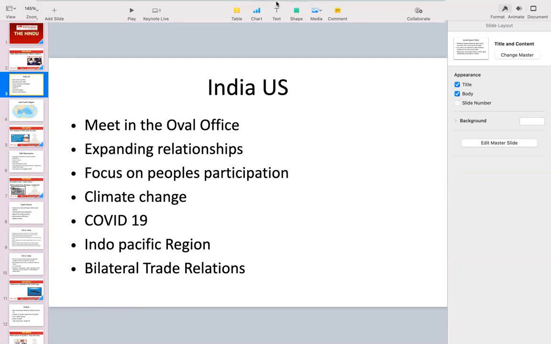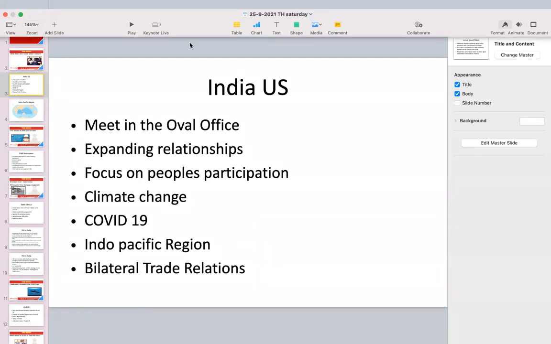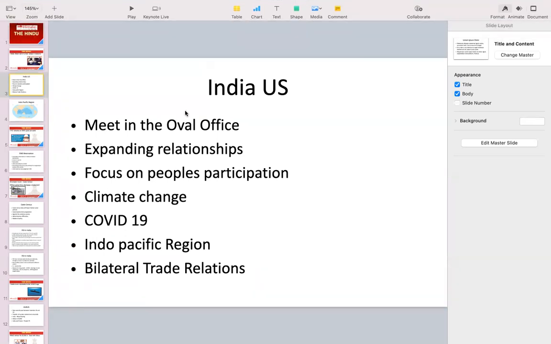Here I want you to remember that the Oval Office is the office of the American President, like you have Rashtrapati Bhavan for the Indian President. You have 7 Lok Kalyan Marg, which is the office of the Indian Prime Minister. You have 10 Downing Street, which is the office of the British Prime Minister. Similarly, always remember the Oval Office is the office of the US President. It is of oval shape, that's why it is called so.